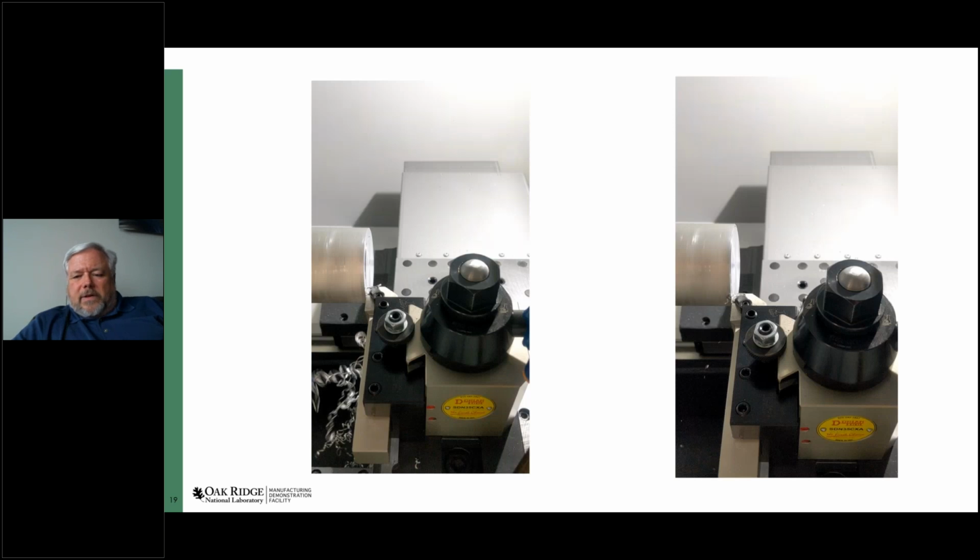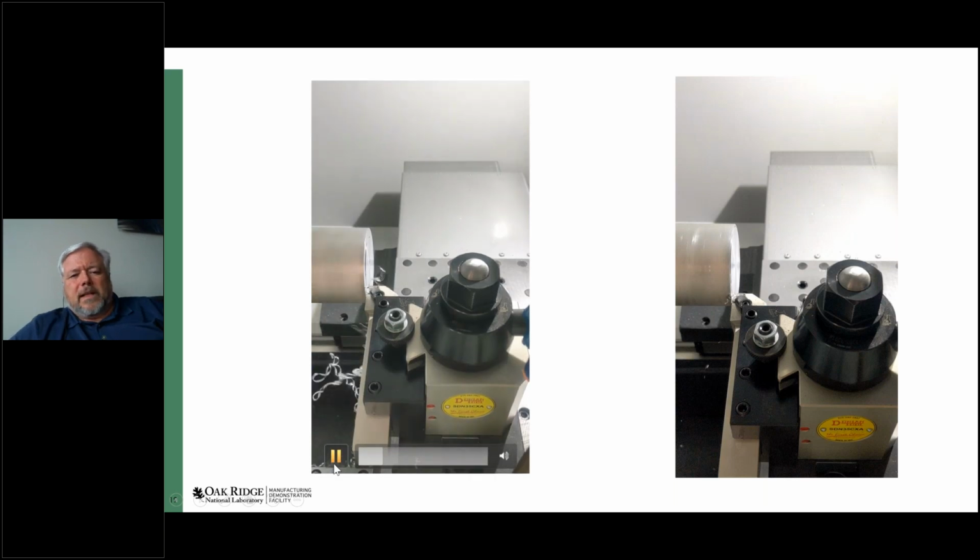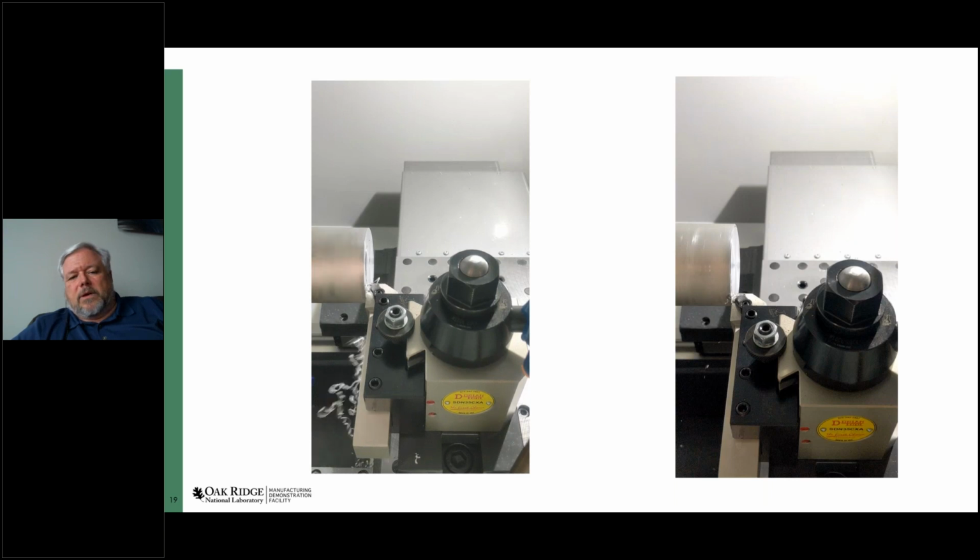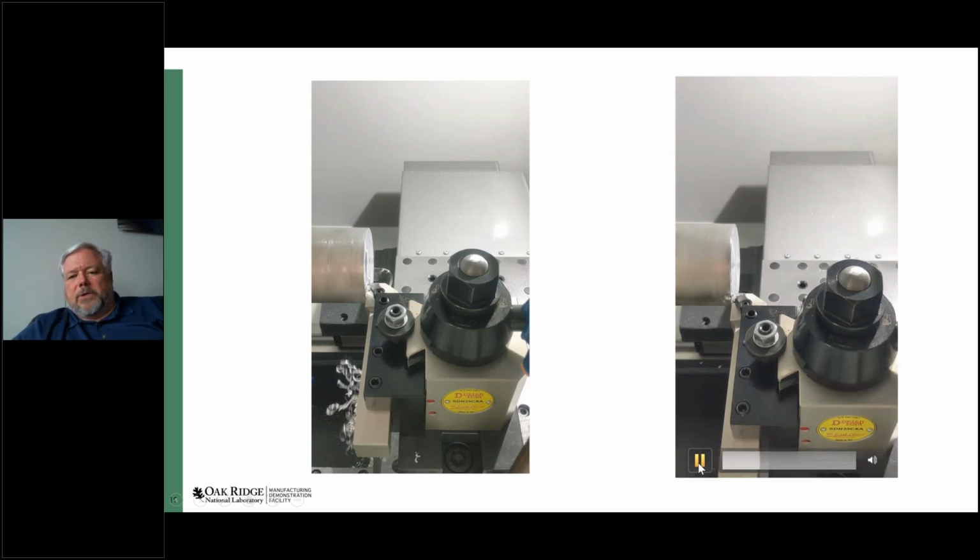Okay, here's another video that again shows the process in operation. So again, this is a facing operation. You can see the big tangle down below the tool there at the bottom. And then here's the same operation, but now with the chip breaking strategy imposed. And so you can see the chips are breaking very nicely and getting out of the way.